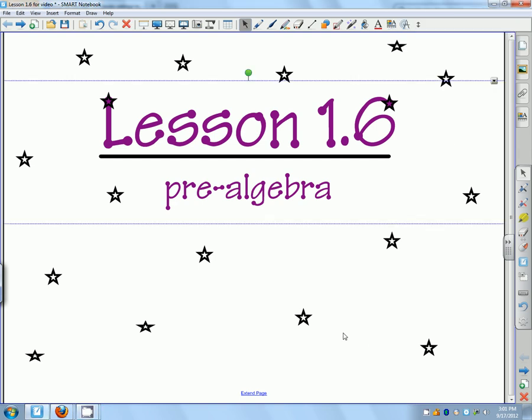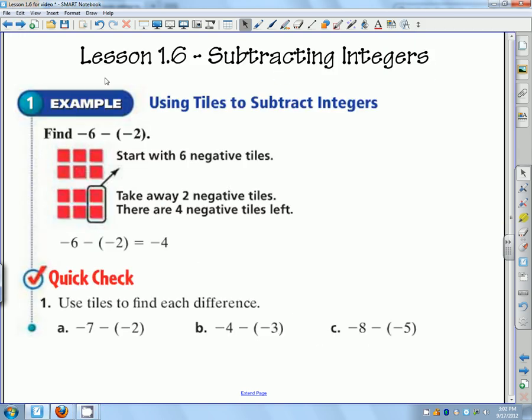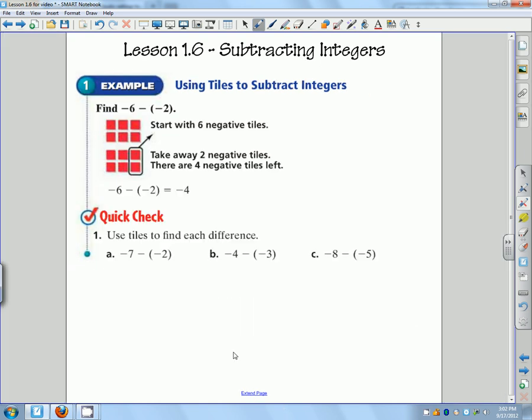This is lesson 1.6 for pre-algebra. It is titled Subtracting Integers. Make sure you have that title in your notebook. First, we're going to talk about using tiles to subtract integers. Now, if you like the tile method, it's totally fine. You can use it. Or you can use your foldable. I do not care whatsoever.